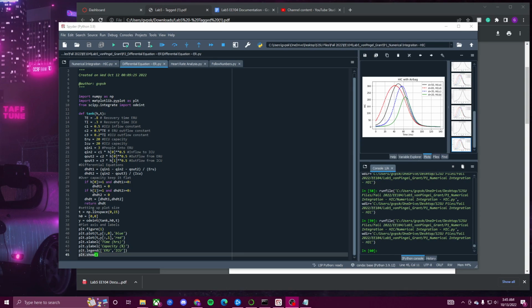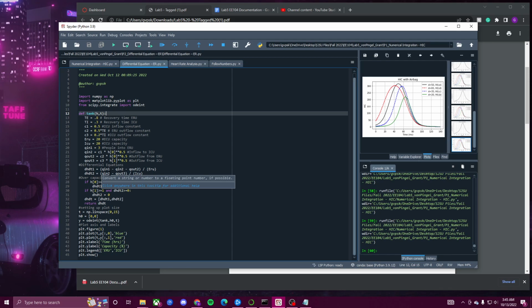This is part 2 of Lab 5, the differential equation for the ER and the ICU. So we'll run through real quick and then we'll run it and show what each part talks about. So this is importing different libraries that we need, and this is for defining the whole tank, except instead of a tank, like the original code was used for water tanks, this one is representing inflow and outflow for a hospital in the emergency room, the ERU and the ICU, the ICU being the intensive care unit. So we'll run through it real quick.